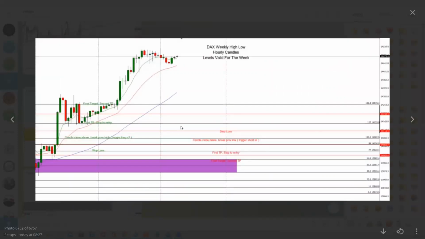The DAX weekly high-low currently above all the levels. We need to wait for moving average crossover to look for anything else.